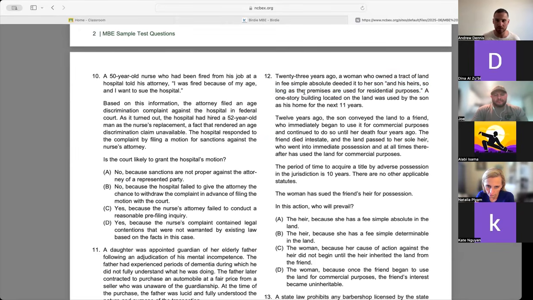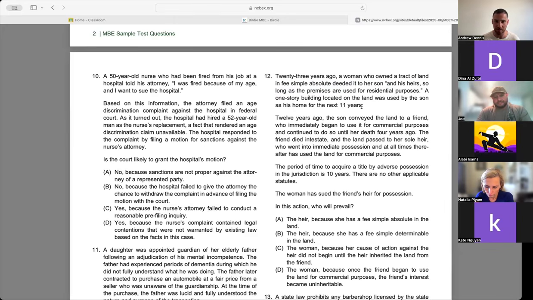A one-story building located on the land was used by the son as his home for the next 11 years. 12 years ago, the son conveyed the land to a friend who immediately began to use it for commercial purposes and continued to do so until his father's death 4 years ago. Okay, that's problematic though, because it had a fee simple determinable condition. So it should probably have gone back to the woman, right? To the land to the son and back to the woman.